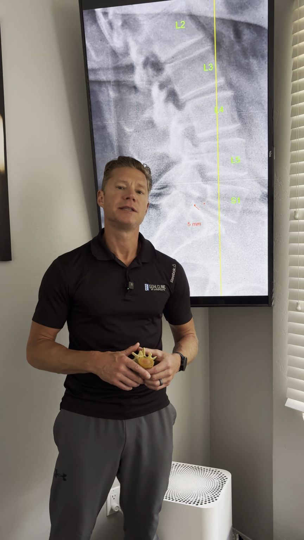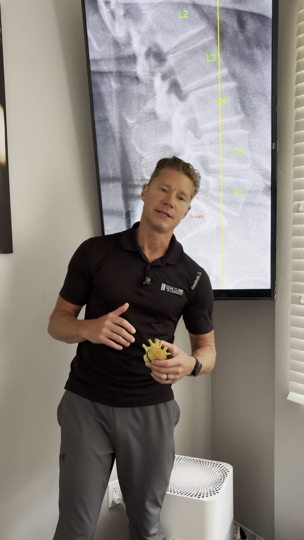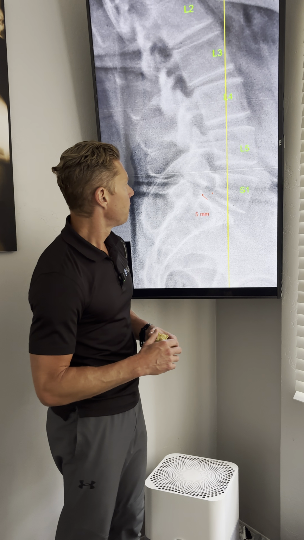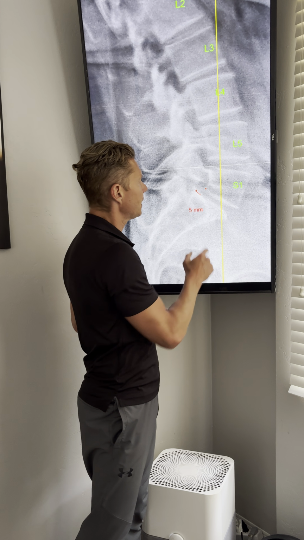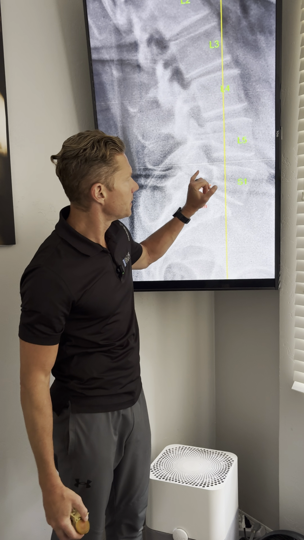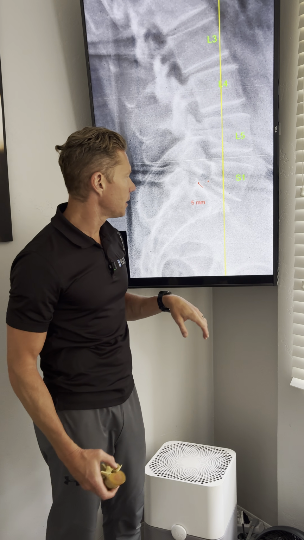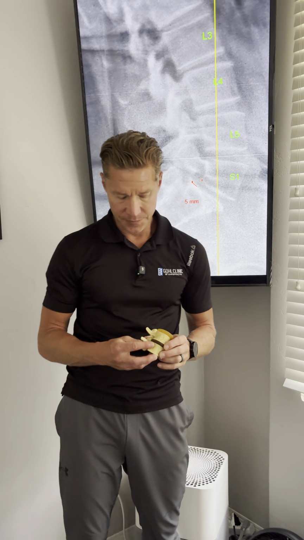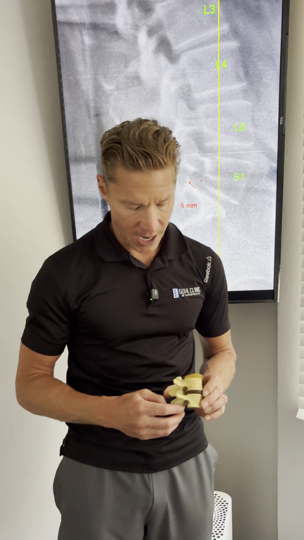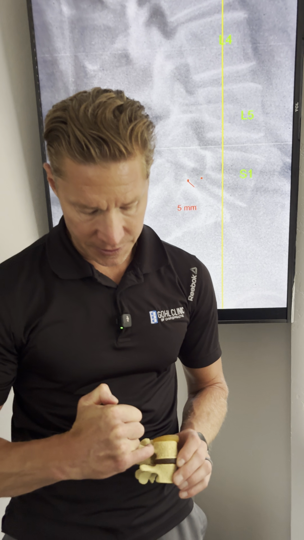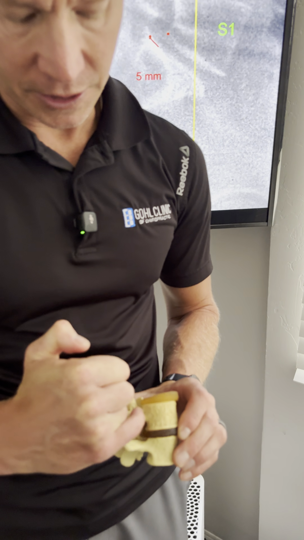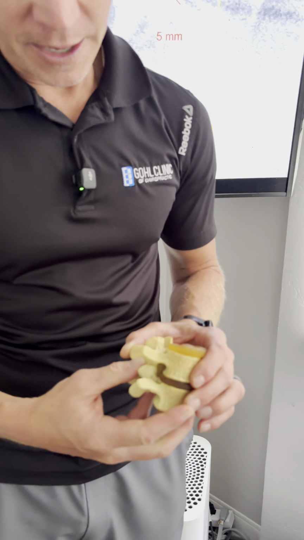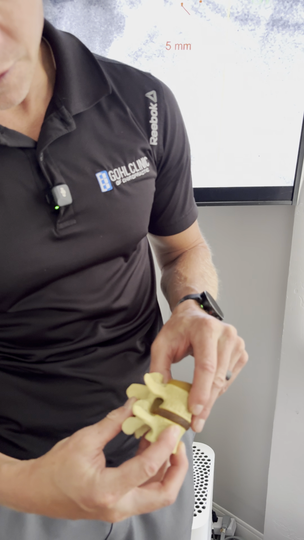What's a spondylolisthesis? A spondylolisthesis is a condition where part of the pars breaks, and what happens, it allows the bone to slide forward. I'll show you on this model right here. On this model, what would happen here is the pars at the lowest lumbar usually would break off right there, and it allows the body of the vertebrae to shift forward.